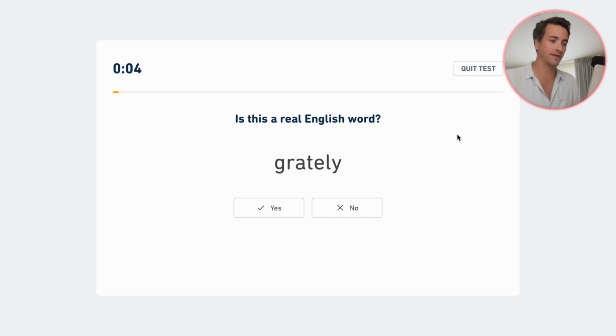Greatly, that sounds like a real word. However, it is not. Missile, that is a real word. Top, that's a real word. Tipo, no. Salt, yes. Sensity, no. Unaphilical, no. Snome, no.